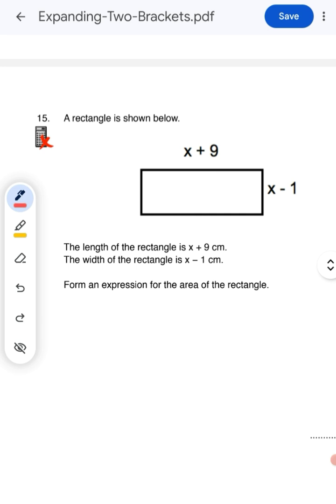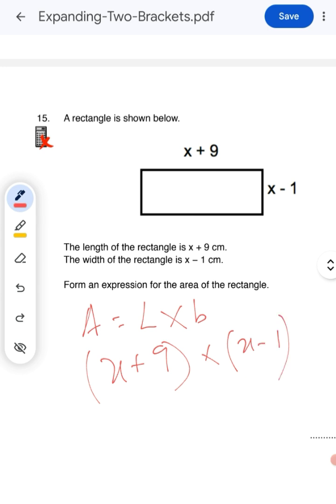As we know, what is the formula for the area of a rectangle? Its area is equal to length multiplied by breadth, right? Now you have a length of x plus 9, agreed? And what is going to be your breadth? It's x minus 1. Always remember the longer side is your length. Fine, so let's multiply it the same way we have done previously.